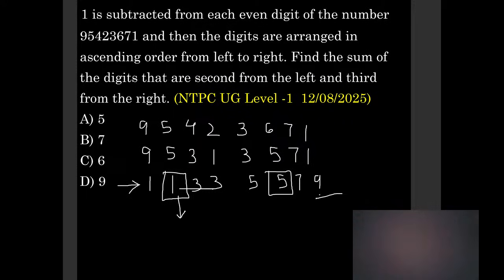They are asking us what is the sum of those two numbers. So the sum of 1 and 5 gives us 6. So C is the correct option, option 3. The answer is 6. These types of questions are also frequently found in our exams.